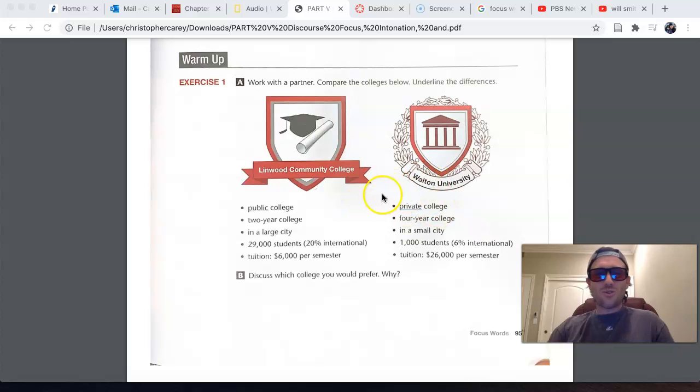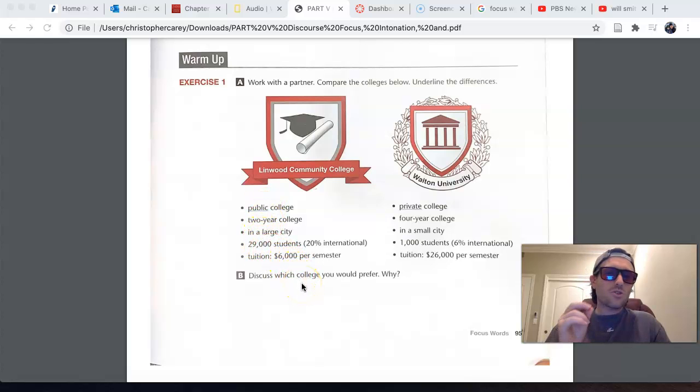Which one of these colleges would you prefer? Probably many of you would choose Linwood because of the price, right? $26,000, that's a lot of money. Maybe the fact that it's more of an international campus environment, that's maybe a plus. Or maybe you like that it's in a small city and a small campus population. And maybe because it's a four-year college, they have more degree opportunities. But we'll talk about this together when we see one another on Tuesday. But just something to think about, those content words.